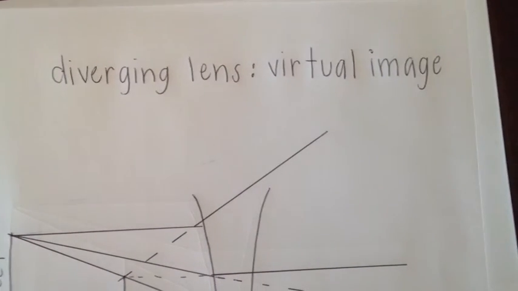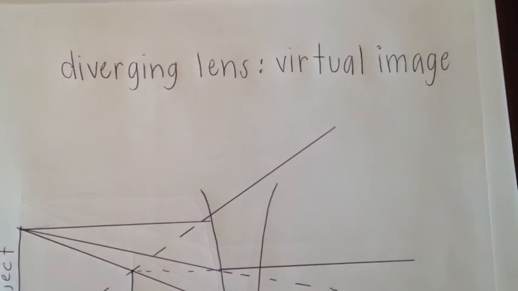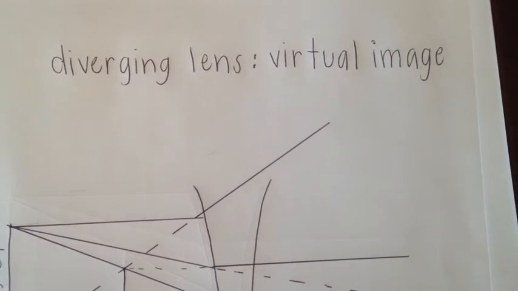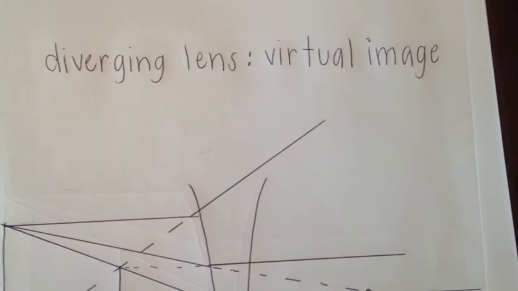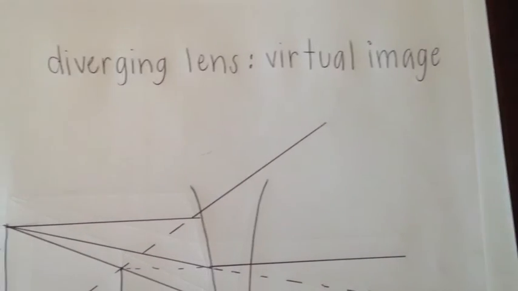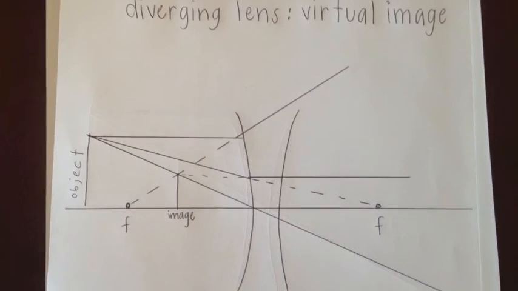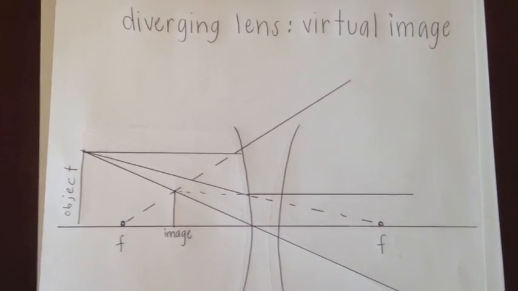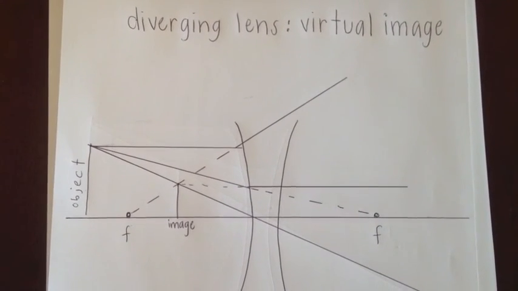The image is upright, and the magnification is always less than 1, that is, the image is reduced. Additionally, the image appears inside the focal point for any placement of a real object. And because a diverging lens only has one case, this is the only image that can be drawn.